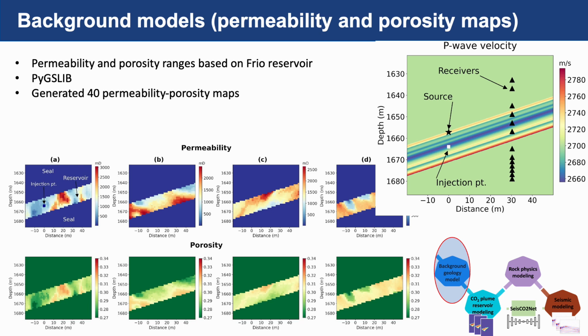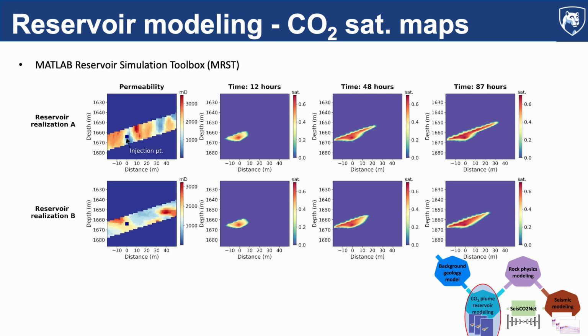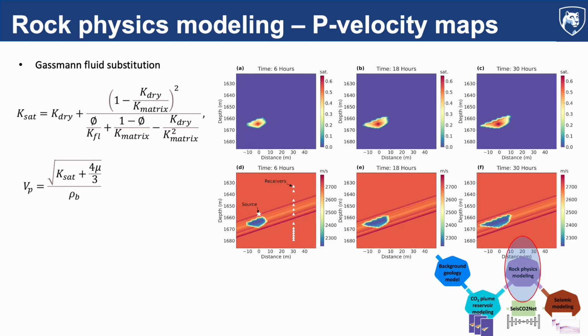In the first step, we need to build a good background model. For this case, we can build a P-wave velocity model from the sonic log, and a porosity map from the porosity log. Then we do some random reservoir simulation to build 2D maps of permeability and porosity. With the porosity, we can simulate different CO2 scenarios. As you can see, I'm showing two cases. Because of different permeability, the CO2 plume migrates with different speed and also different shape. With thousands of these realizations, we build CO2 saturation maps.